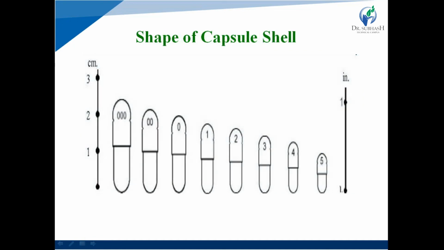These are the sizes of capsule shell: 000, 00, 0, 1, 2, 3, 4 and 5. For human use, gelatin capsule shells are available in 8 different sizes, varying in length, diameter and capacity. They are numbered from 000, the largest size, to 5, the smallest in size.